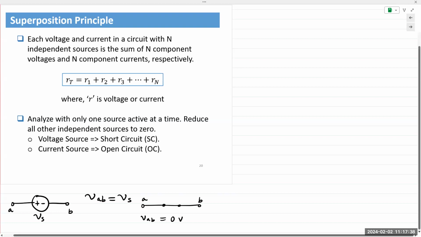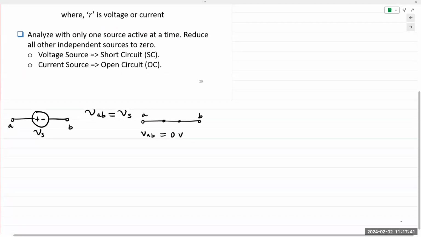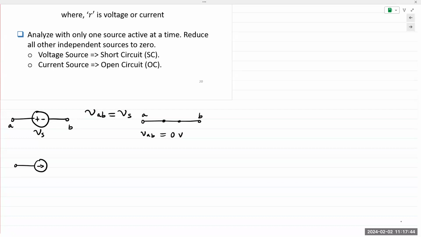Taking that concept and applying it to current sources, current needs a pathway to flow through. So if this is A and this is B, and you have current IAB flowing through that path, you have to stop the flow of traffic. The only way to stop flow of traffic is to dig up the road. Not really, but the analogy still applies. Current needs a pathway to flow through. The only way current can stop flowing is if you break the pathway. So you replace a current source with an open circuit.